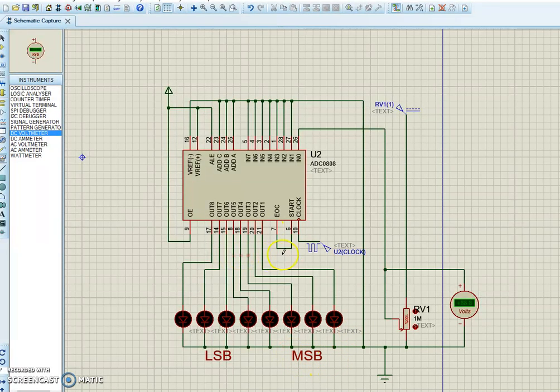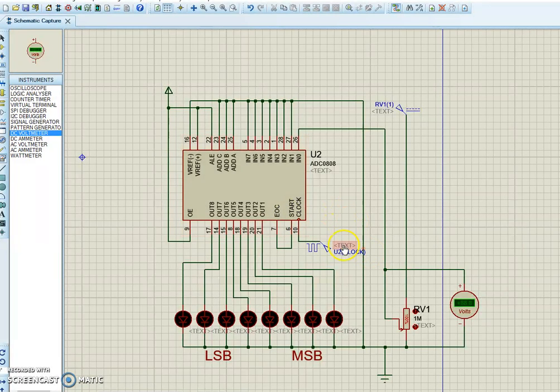Now, EOC, end of conversion, and start of conversion are connected together. That means whenever it starts, it will wait for EOC to finish and then start again, because both of these are intertwined with each other.